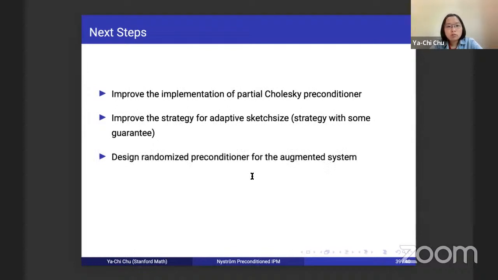And then we also want to design a randomized preconditioner for the augmented system. As I said, the augmented system is an indefinite system, which is a little bit more complicated, but it is possible to precondition the augmented system using the preconditioner from the normal equation. So we have the Nystrom preconditioner for the normal equation, and we want to put that into this setting. So this is our next step as well.